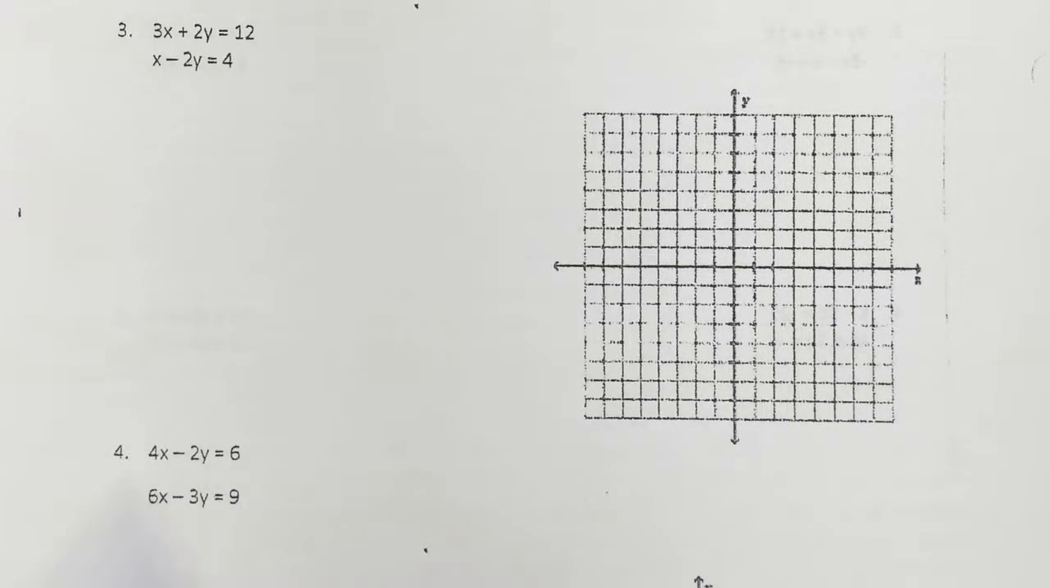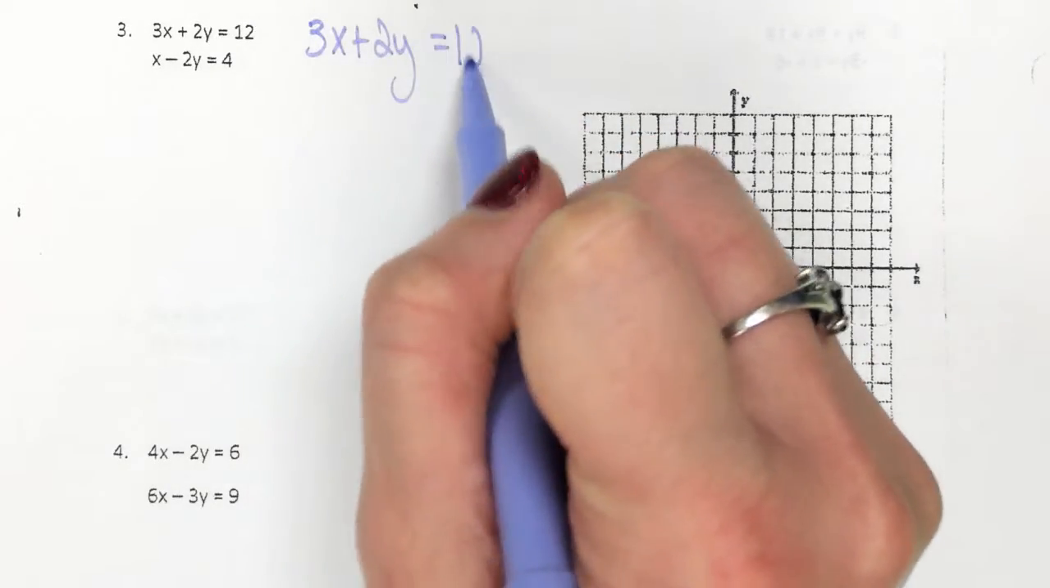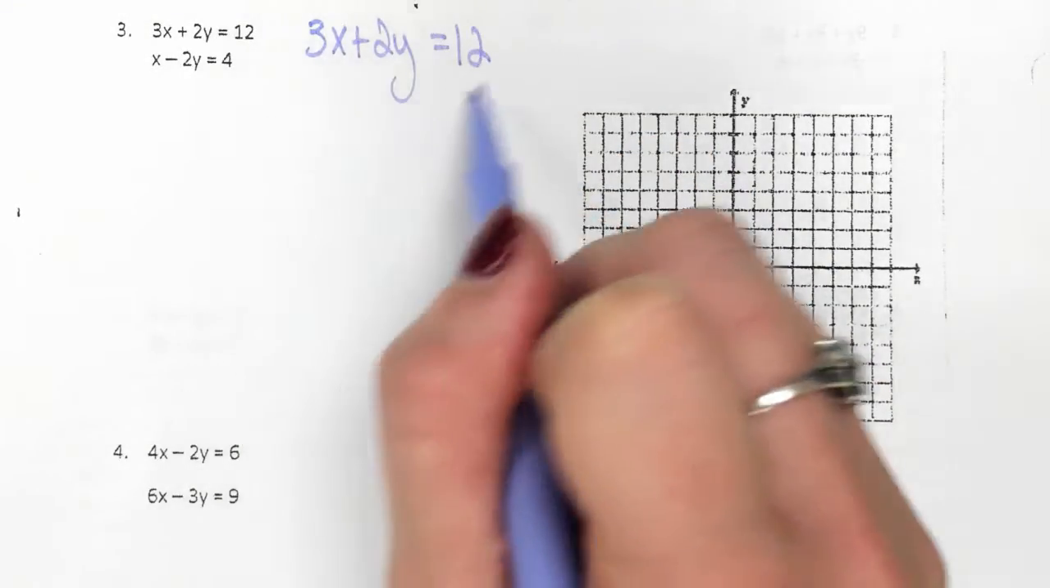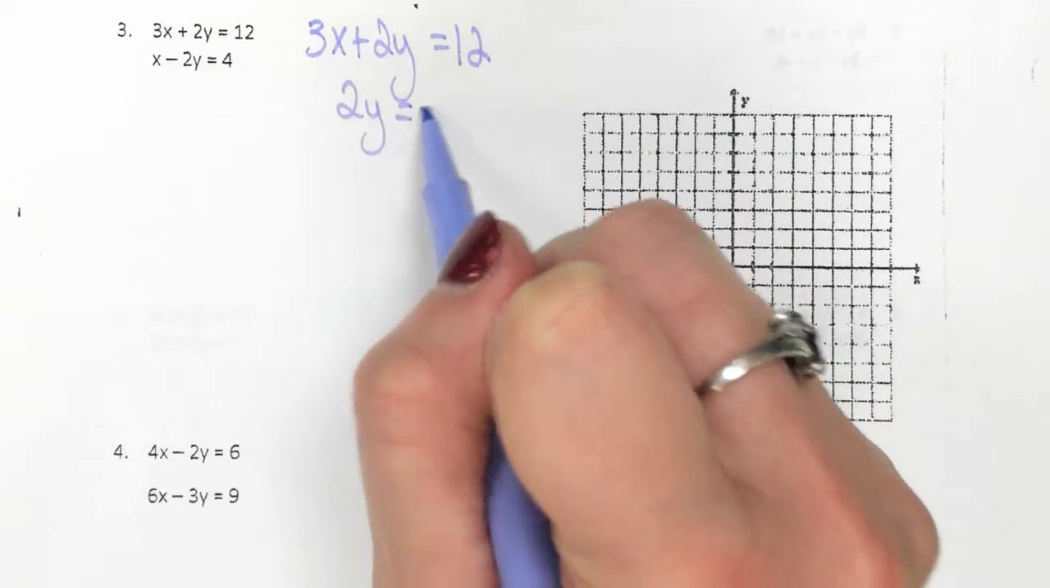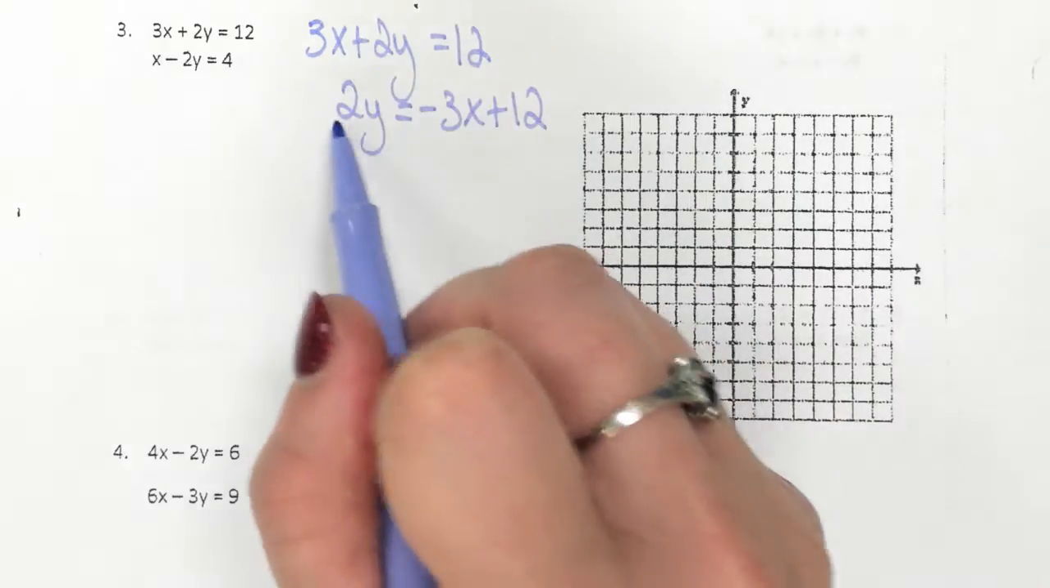Okay. All right, here we go. So let's see. We're going to solve this one, and then I'm going to let you do one on your own. So you're going to subtract 3x. Then we're going to divide by 2.